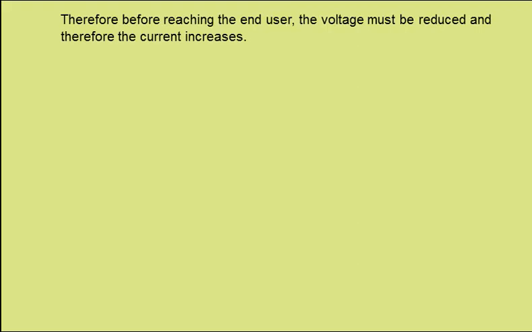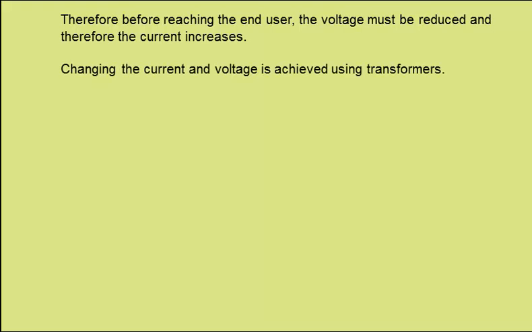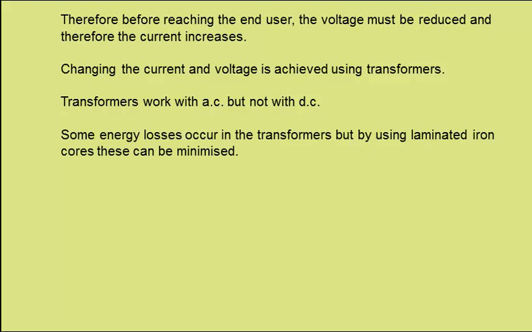Therefore, before reaching the end user, the voltage must be reduced and the current increased. Changing the current and the voltage is achieved using transformers, and transformers work with AC but do not work with DC. Some energy losses occur in the transformers, but by using laminated iron cores, these can be minimized.